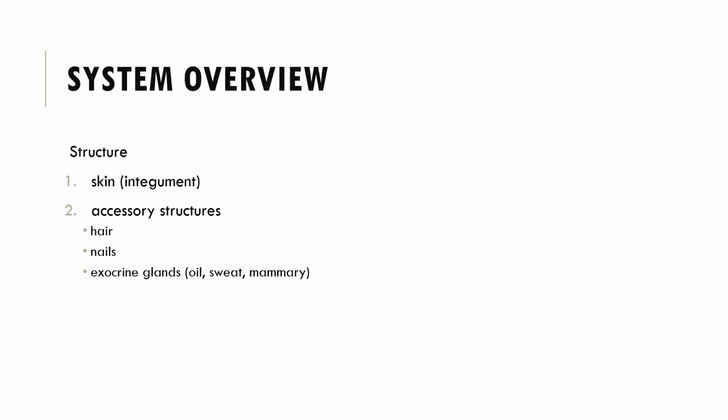So we're going to talk about the structures in the integumentary system. The big one is skin, which is the integument. We're also going to talk about the accessory organs, your accessory structures, which include your hair, your nails, and the exocrine glands, which include our sweat, oil, and mammary glands.